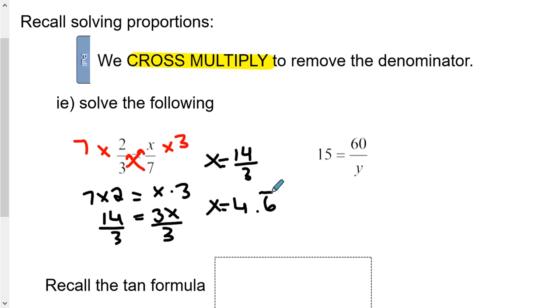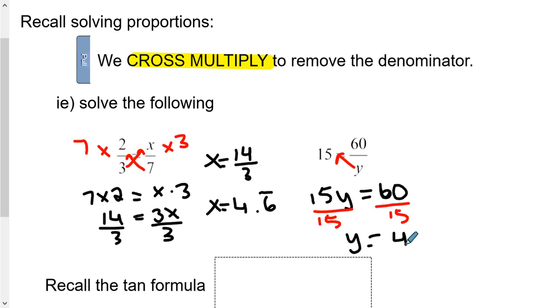Let's look at the next one. Same idea, but this time we only have one denominator, so we're only going to cross multiply in one direction. Technically, this is a 15 over 1, so I could multiply the right side by 1, but we know that's not going to change anything. So I have 15y on the right side equal to just 60 on the left side. Essentially, I'm multiplying both sides by y, which cancels the y out on the right side. Divide everything by that coefficient, and I get a y value. 60 divided by 15 is 4. So 15 is 60 over 4.